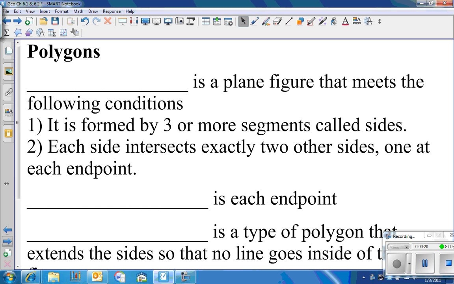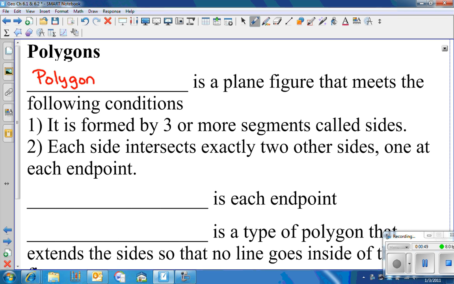Moving on to 6.1, Polygons. A polygon is a plane figure that meets the following conditions. All right, it is formed by three or more segments called sides. Each side intersects exactly two other sides, one at each endpoint.